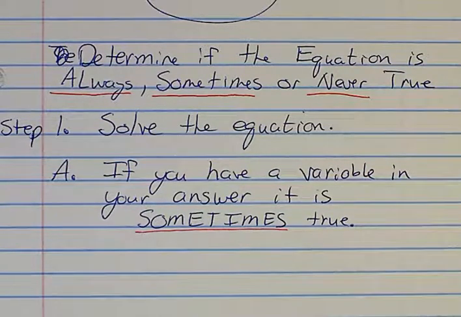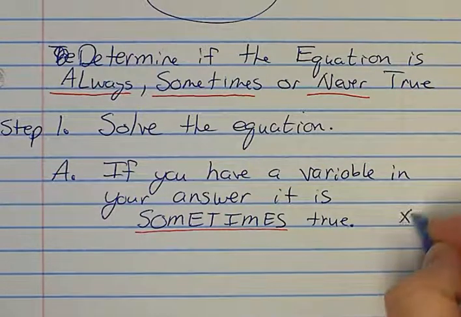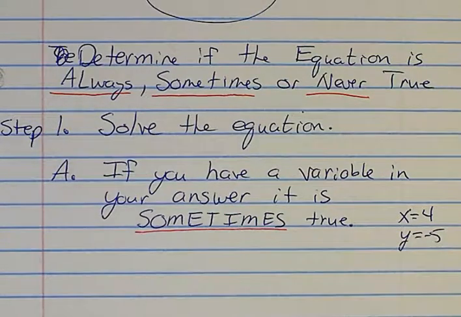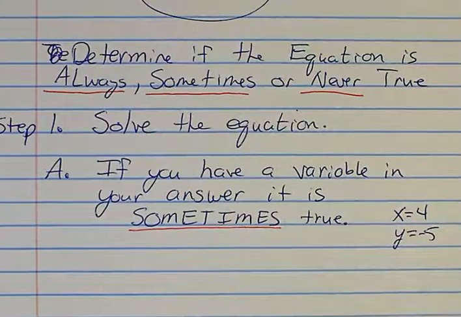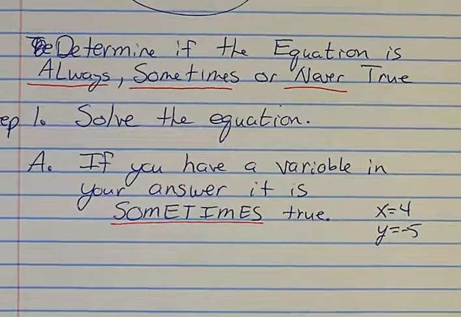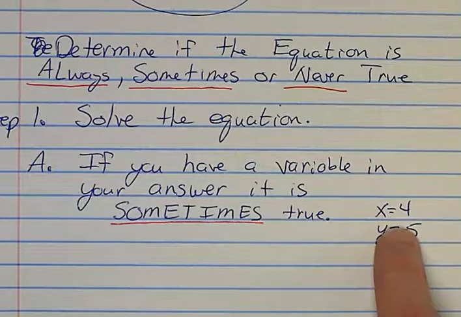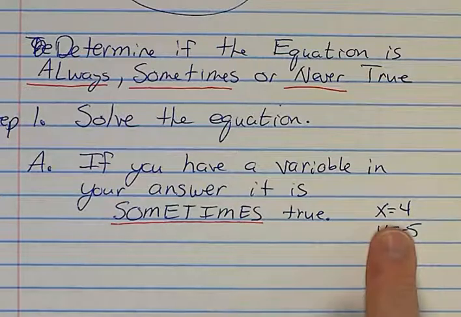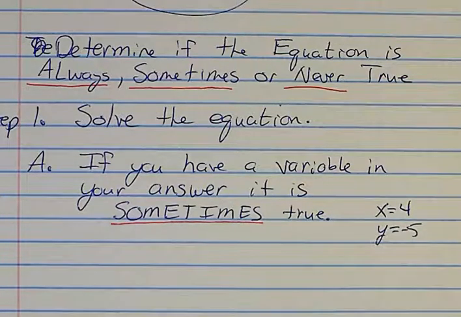So if you're working through a problem and you solve it and you get x equals 4, or y equals negative 5 or something like that, then it's going to be sometimes true. This is the one that usually throws people off, and you almost have to memorize it. Some people think, but I got the answer, it's x equals 4. Doesn't that make it always true? Well, it does as long as you plug in 4. If you plug in 3 for x, it doesn't work out. If you plug in 2, it doesn't work out. So the sometimes part is that it really only works for this one. Anything else, it doesn't work. So it's kind of a weird thing to get through.